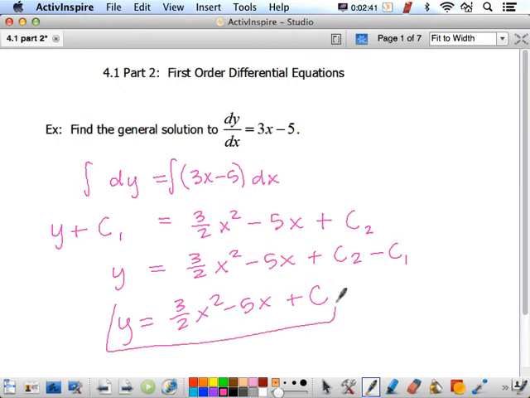What a lot of people do when they solve differential equations like this for the general solution is simply not put a constant on the left side, and they just understand that we're going to put all of our constants on one side. It'll save you a couple of steps. So for our final answer, we have y equals 3 halves x squared minus 5x plus c.